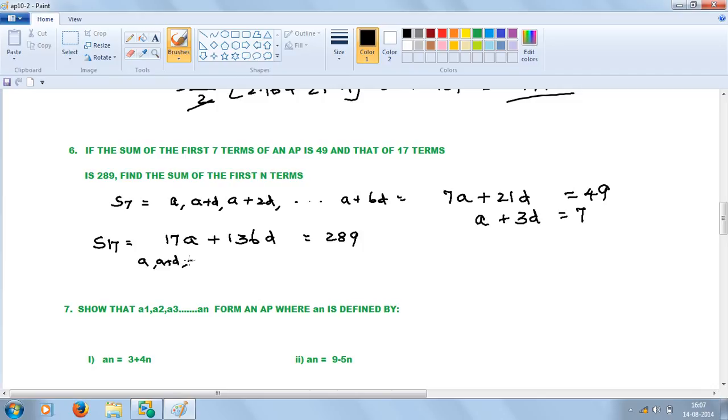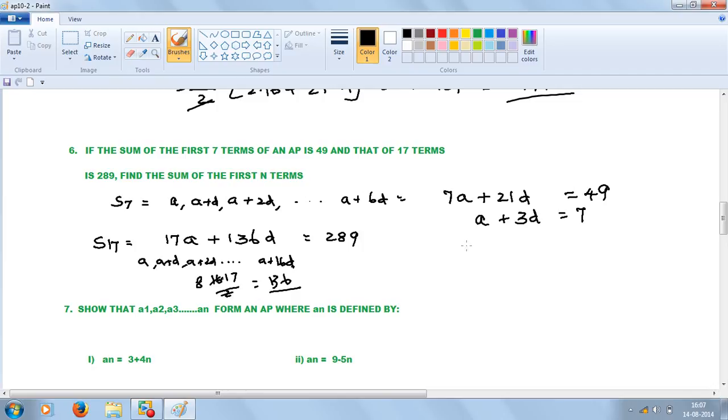A plus d, a plus 2d, up to a plus 16d, which is the 17th term. For a we can easily count 17 terms, so you get 17a. D starts with 1 D, 2 D, 3 D, up to 16 Ds. How do you count 1 to 16? n into n plus 1 by 2. So 16 multiplied by 17 divided by 2. If you cancel, 8 sevens are 56, 56 plus 80. So 136 Ds are there.